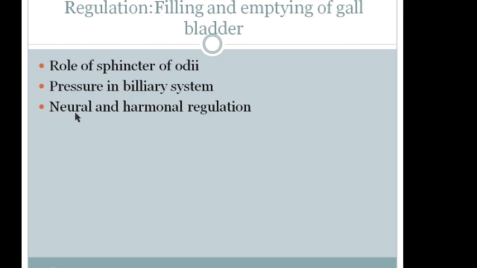And some neural and hormonal regulation is also in the gallbladder. Neural through the vagus nerve by the parasympathetic system, and hormonal through the action of cholecystokinin. So this is the regulation of bile in gallbladder, filling and emptying of gallbladder.